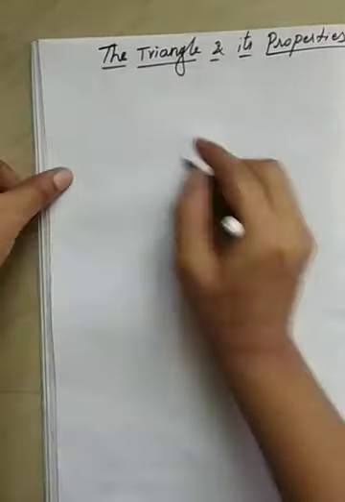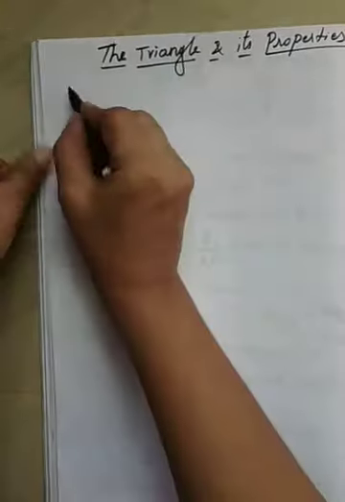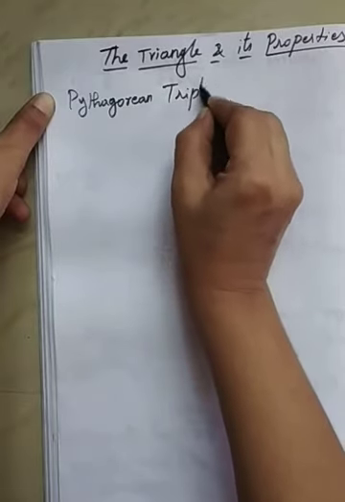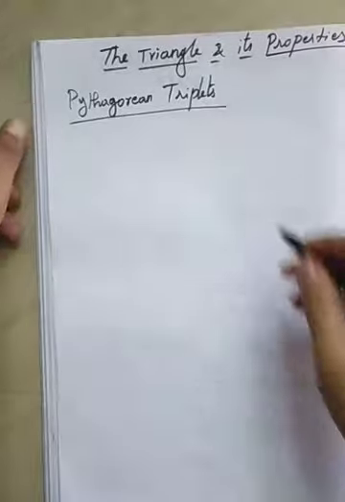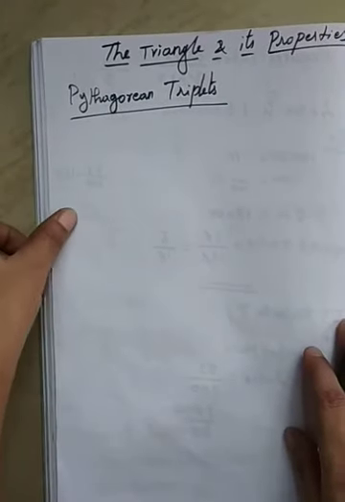Today's topic is the continuation of the triangle and its properties. Now we see Pythagorean triplets. See, what are Pythagorean triplets?